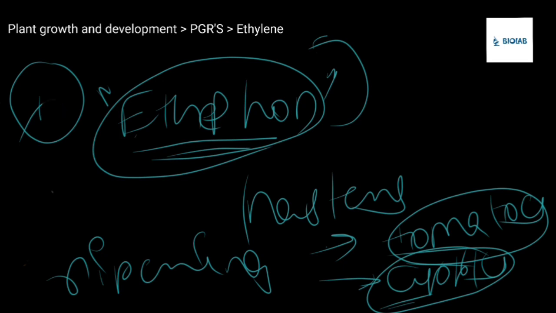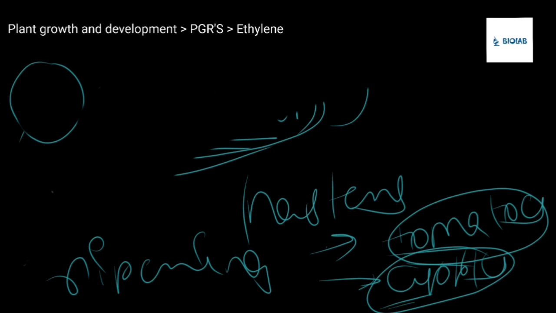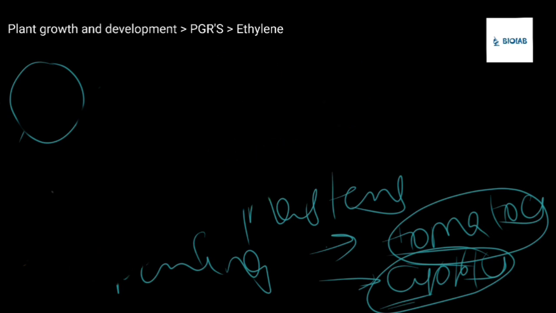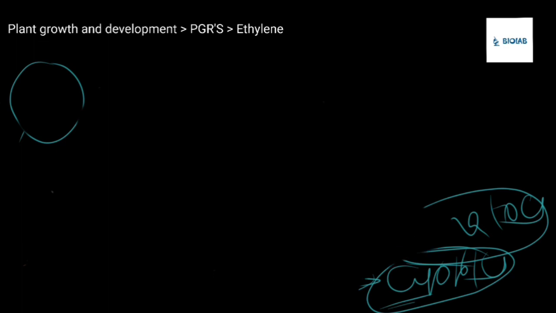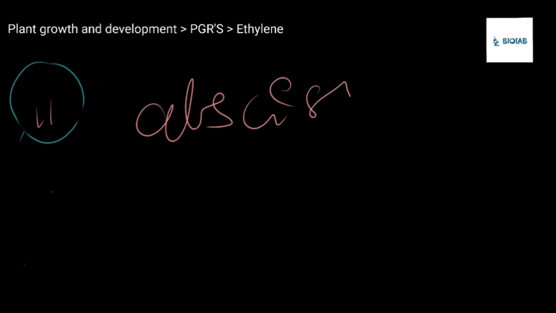Now let's move on to the 11th function. Remember, ethylene is the most extensively used form in agriculture. The 11th function is the last but one function of this. It accelerates abscission. We have already completed this in the introductory points.